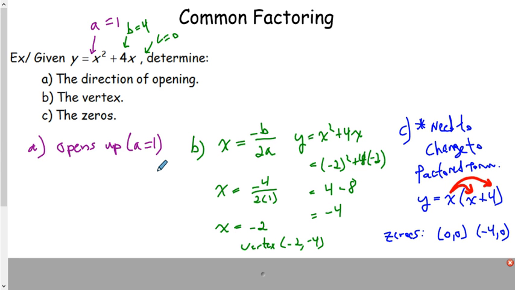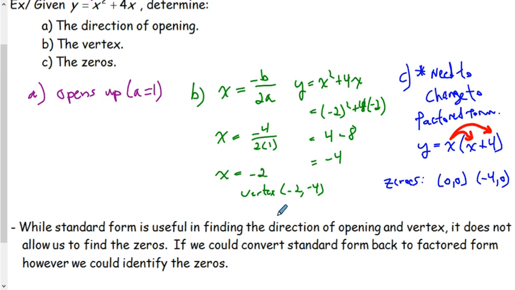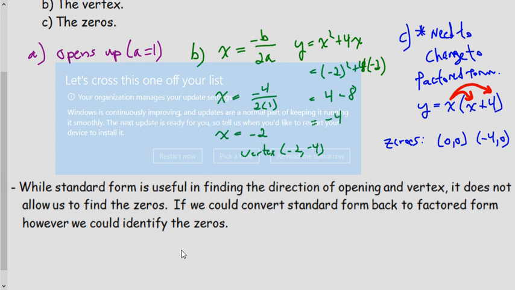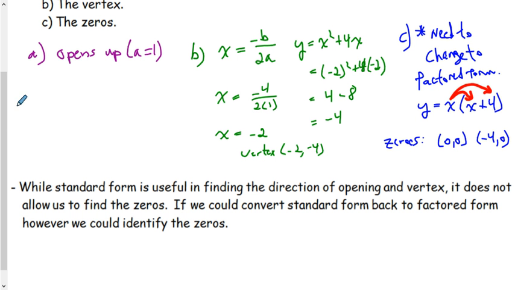Okay, so we did it. But you might say to yourself, Mr. Roy, how did you know how to put that in factored form? Well, you're going to know by the end of this lesson today. That's actually the stuff we're going to learn right now. So we say, while standard form is useful in finding the direction of opening and the vertex, like we did for A and B, it's quite easy, it does not allow us to find the zeros, standard form. Too bad. If we could convert from standard form back to factored form, we could identify the zeros. And that's what we're going to practice right now. Okay, here we go.